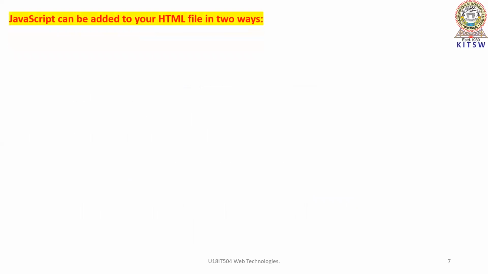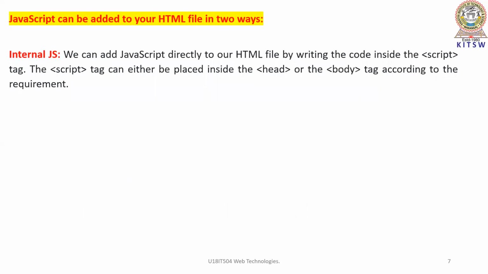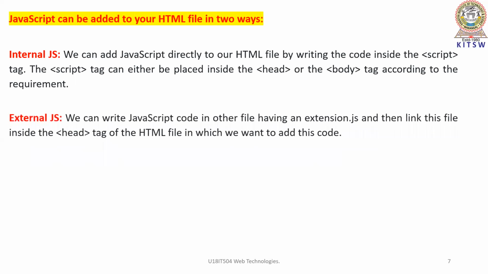Next, how to add JavaScript to your HTML file? There are two ways by which we can add JavaScript to our HTML file. First one is internal JS, second one is external JS. In internal JS, we add JavaScript directly to the HTML file.